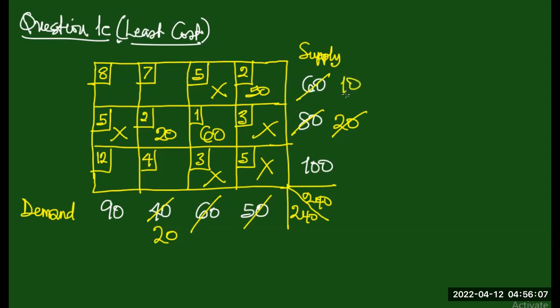So we're left with 10. Yes. Here we've canceled this out. Okay. So of what is left, let's look for the least cost.